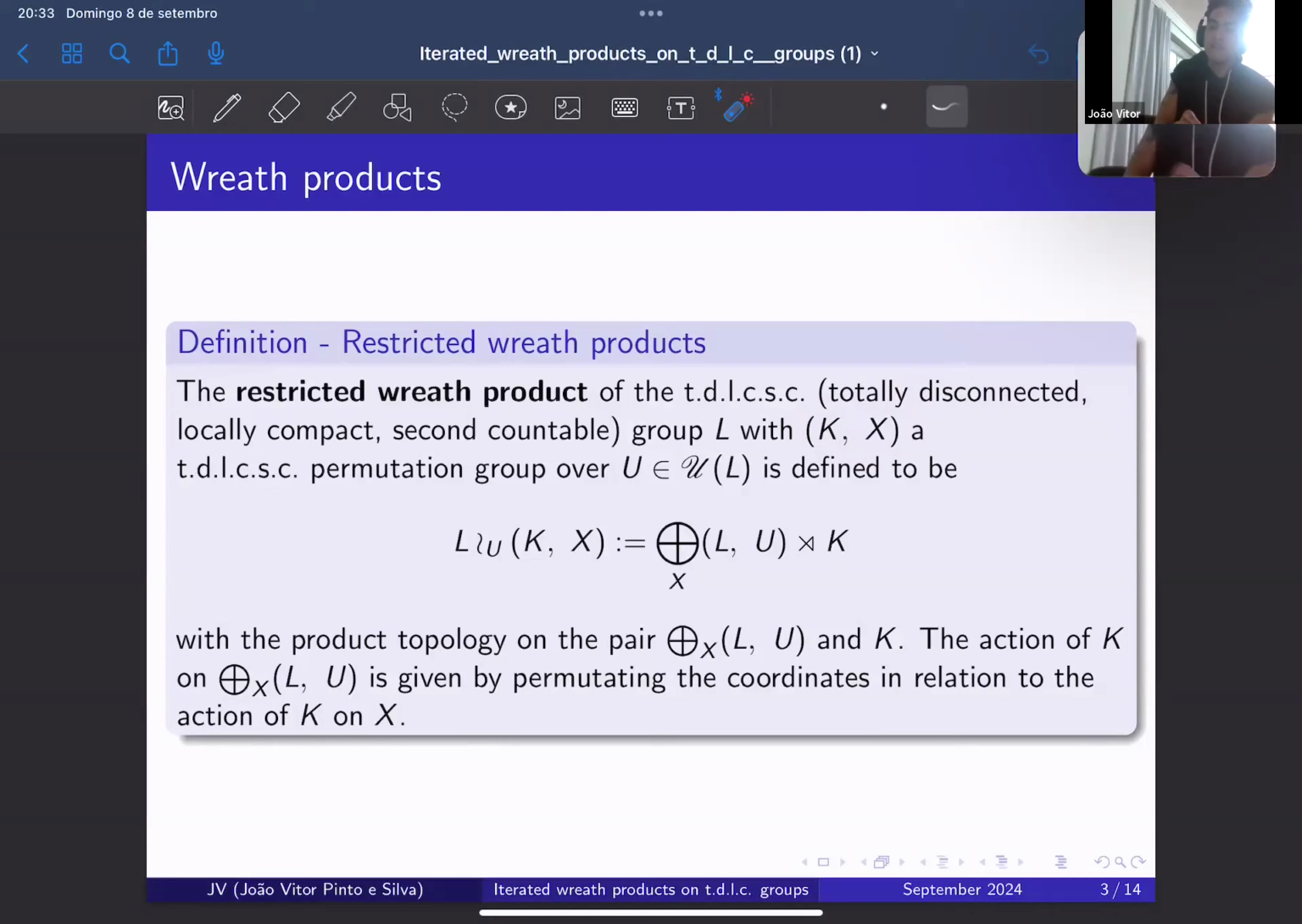And then you have a compact open subgroup U of L. For those familiar with t.d.l.c. groups, we always have compact open subgroups by van Dantzig's theorem. You can define the pre-wreath product as a product of copies of L indexed by the set X, and you have K, your permutation group, acting on it by shifting around.